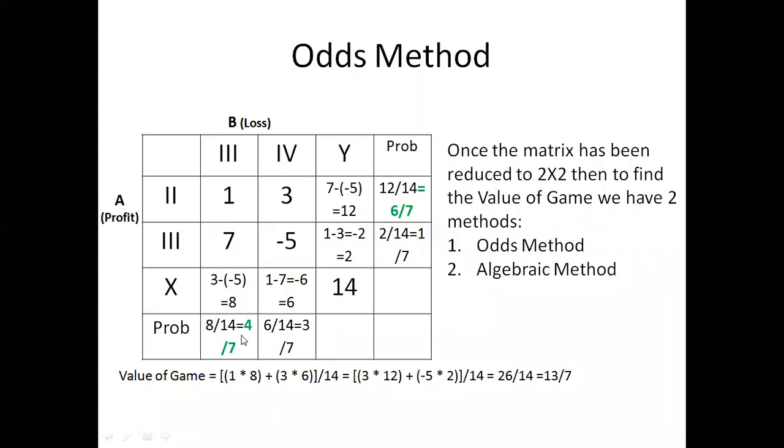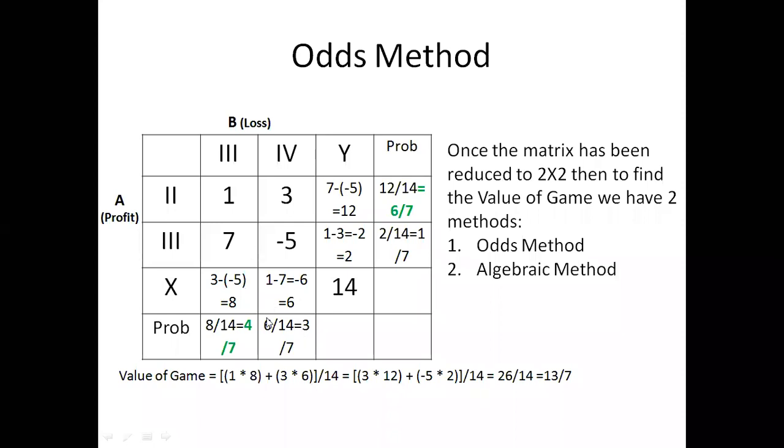So you can see the probability of strategy 3 is 4 by 7, which is higher than strategy 4, which is 3 by 7. So this is how you calculate the probability of the strategies that are selected by A and B. Am I clear? Now you need to determine the value of game. So how do you determine the value of game?